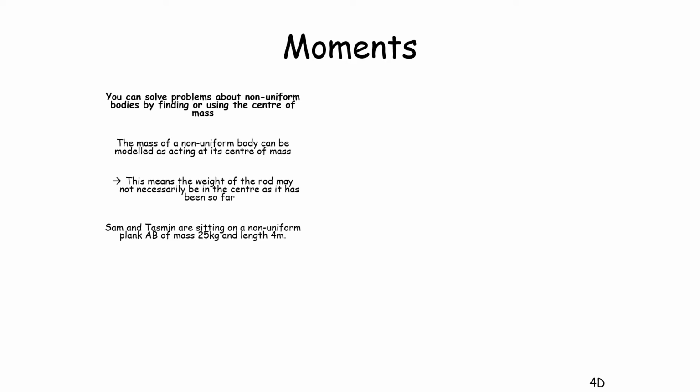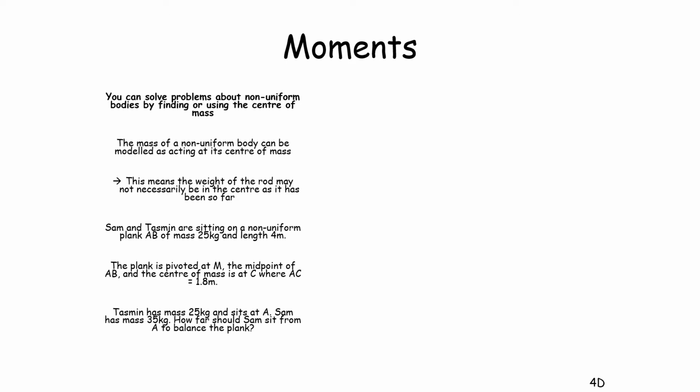Let's take this example of Sam and Tasmin. We are told that they're sitting on a non-uniform plank AB of mass 25 kg and length 4 meters. The plank is pivoted at M, the midpoint of AB, and the center of mass is at C, where AC is 1.8 meters. Tasmin has mass 25 kg and sits at A, and Sam has mass 35 kg. How far should Sam sit from A to balance the plank?